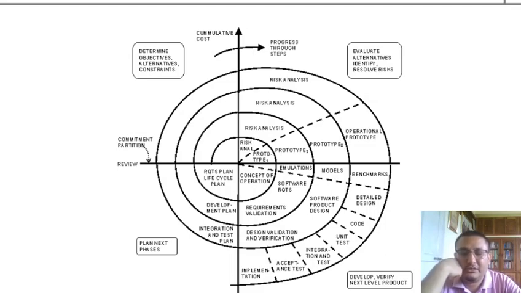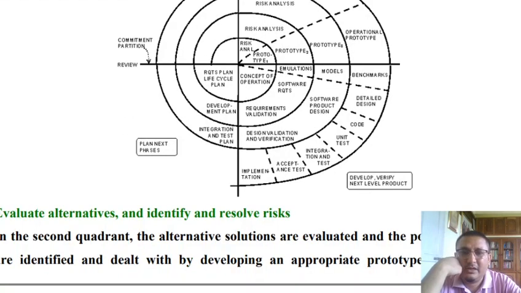So, it is used for efficient risk analysis and risk management. Now, once the risks have been identified and resolved, associated with each and every alternative of a particular objective, then we need to develop and verify the next level of the product. In order to do that, the first and foremost thing one has to do is understand the concept of operation. So how the system actually operates and delivers results.